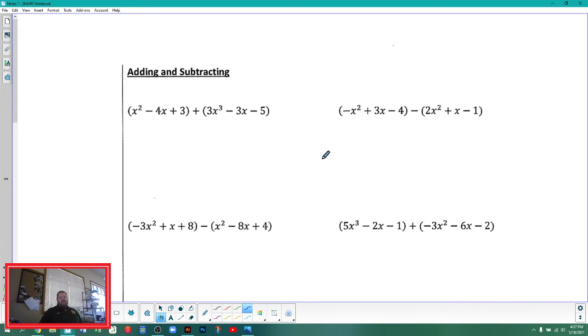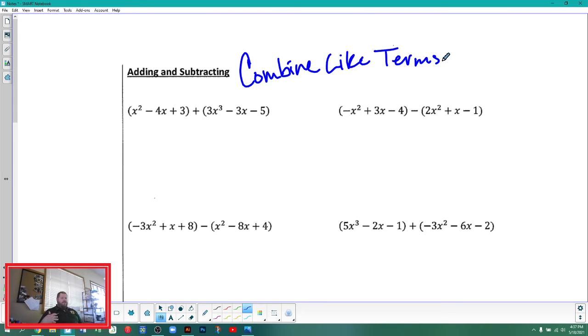When we're adding and subtracting polynomials, it is literally, I don't know what I'm doing. I was about ready to write common denominator, it looks like. Combine like terms. That's all we have to do is combine like terms. Now, sometimes if it's a subtraction problem, we've got to talk about, well, we've got a negative out there that we have to distribute, but for addition, it's literally combine like terms.